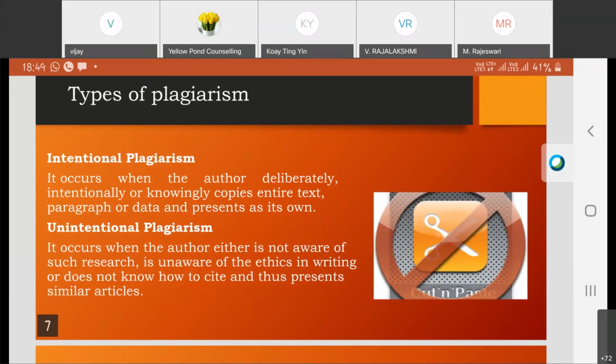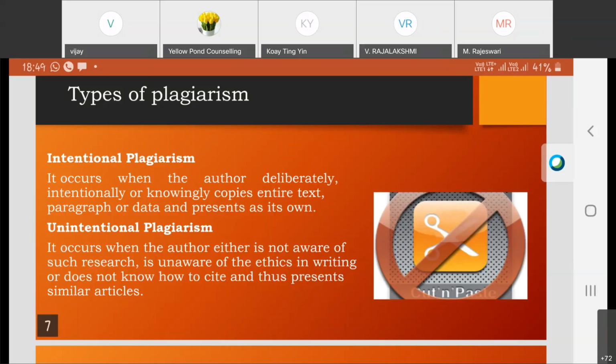The first is intentional plagiarism. Intentional plagiarism occurs when the author deliberately, intentionally, or knowingly copies an entire text, paragraph, or data and presents it as their own. It may be associated with peer pressure: you have to publish this article, this paper, within one week or within one month. Is it possible to publish one article within one month?